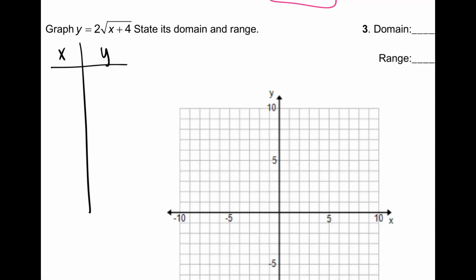Okay, what are my original parent function points, Jesse? 0, 1, 4, 9. 0, 1, 4, and 9. Because if I take this square root, these are perfect squares. Square root of 0, 0, 1, 2. 0, 1, 2, and 3. These are always the points we're going to start with for square root. I forgot these last time.